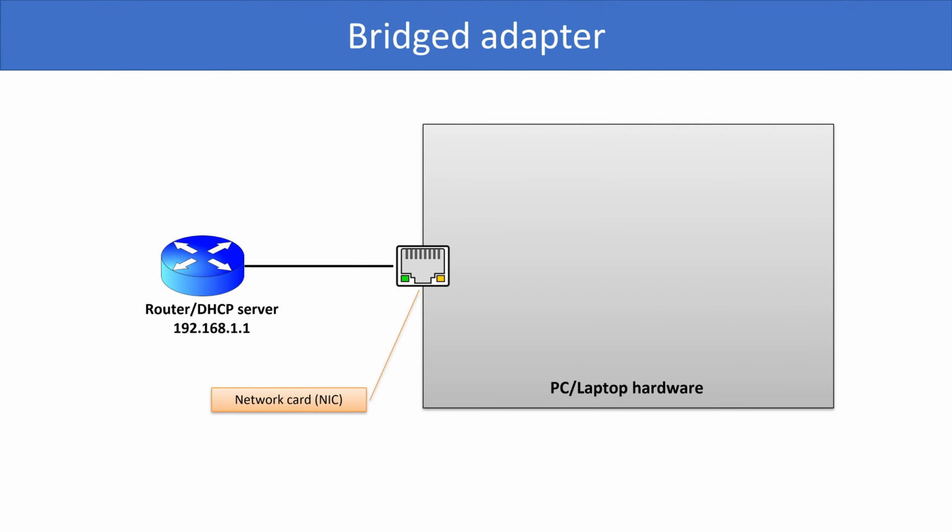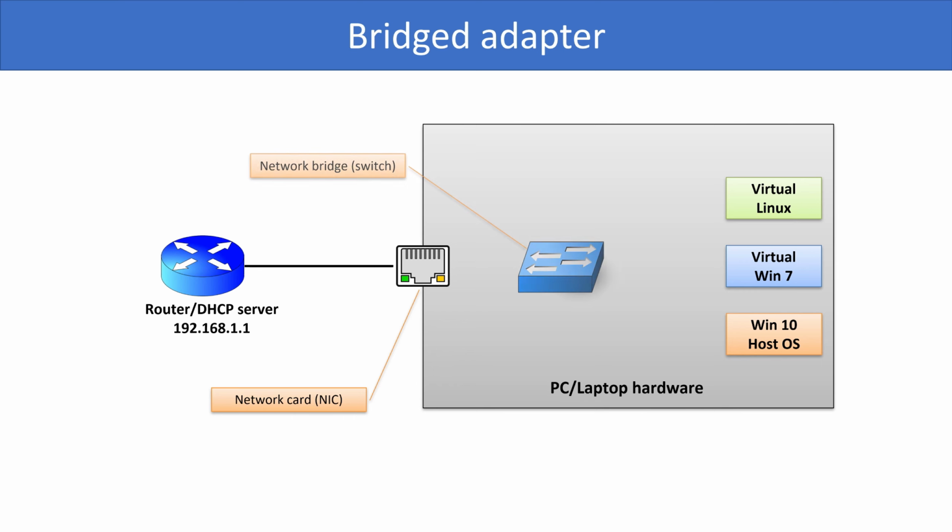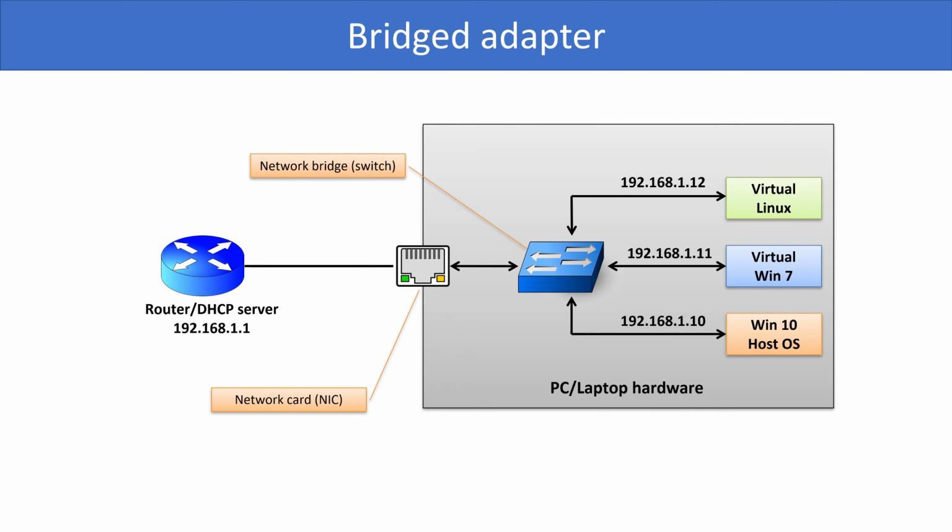Let's say we have a computer or laptop connected to a modem or router. The operating system we're using is Windows 10. We've decided to install two virtual systems. In our case, it's Windows 7 and Linux. When we select the bridged network mode, the virtualization software starts operating as a simple LAN switch, connecting the virtual and host machines together. What does this type of connection provide us with?